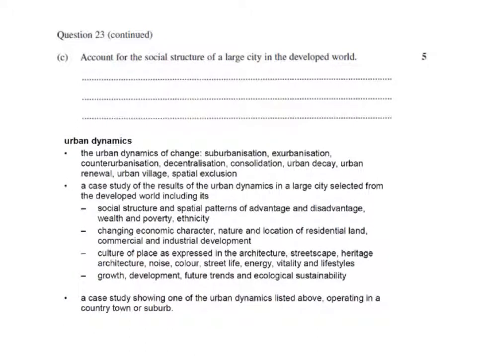So taking one now from the urban dynamics part of the course, or urban places part, and then the urban dynamics. So account for the social structure of a large city in the developed world. It's often a question that's really going to stump students. They'll see a question like this and maybe sometimes not quite understand where this comes from the course. So you can see here, it's this second dot point here, a case study result, the urban dynamics of a large city. And specifically here, the social structure is going to refer down to this little sub-dot point.